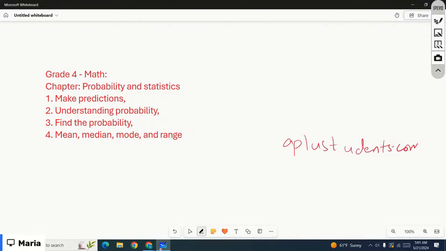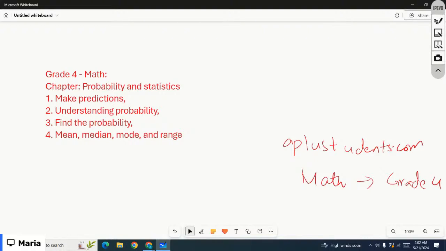You have to log in there using your email address and password as provided by the administrator. Then you have to select math from the subject tab, scroll down to grade 4 and then click on view all lessons. So there you can find a list of the chapters.